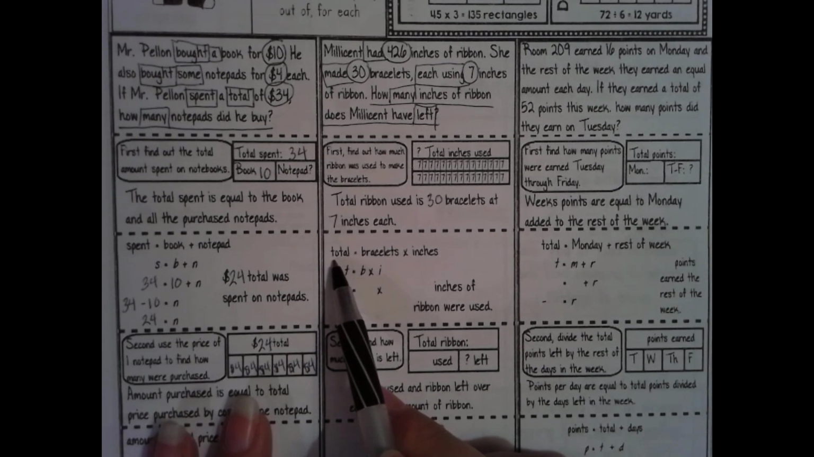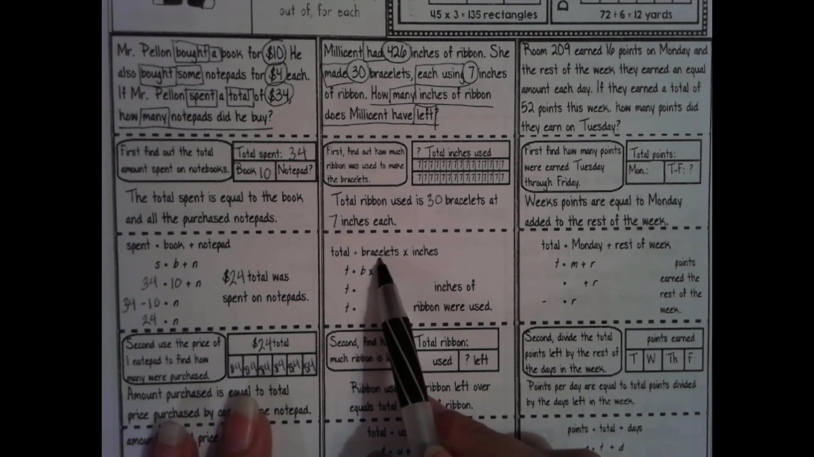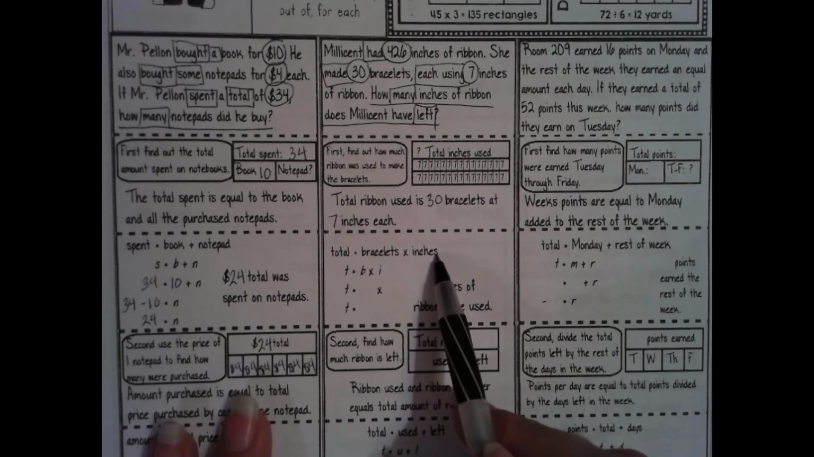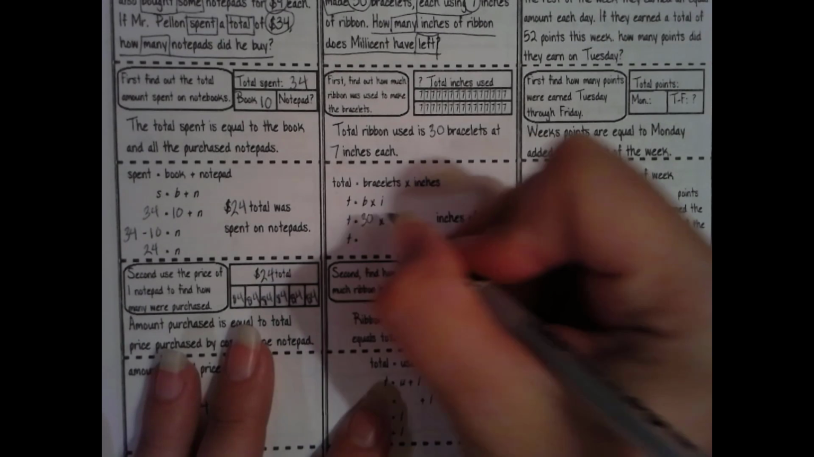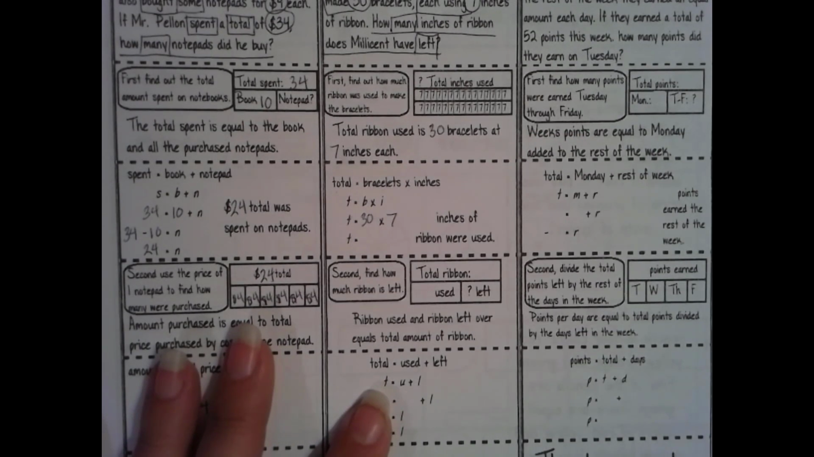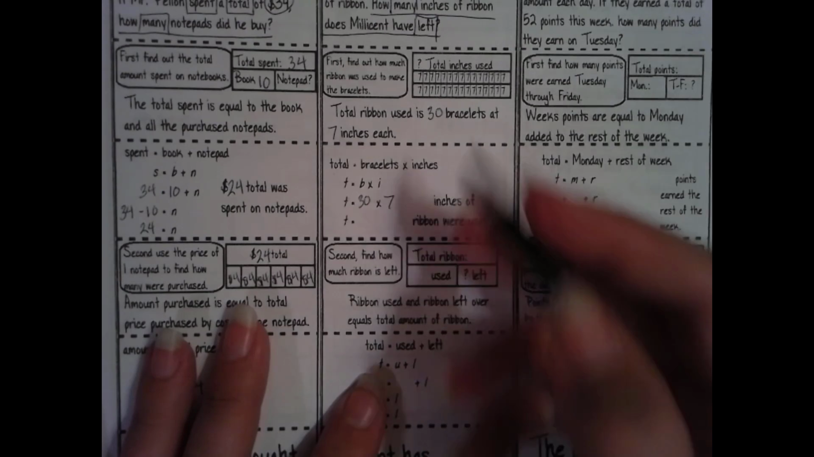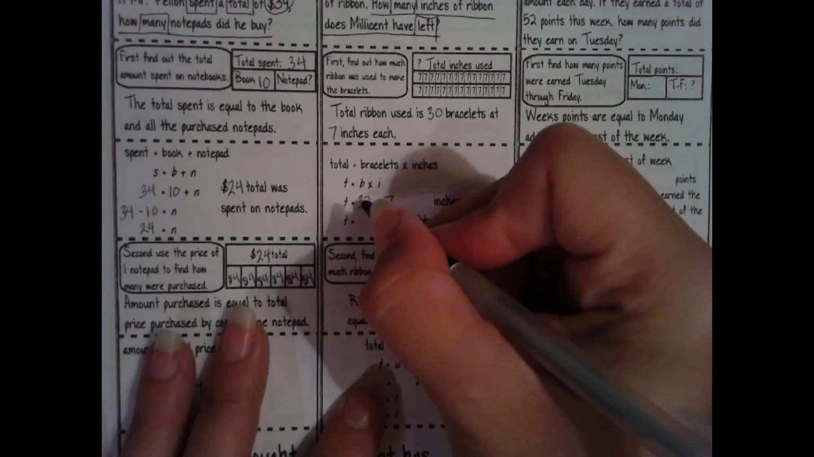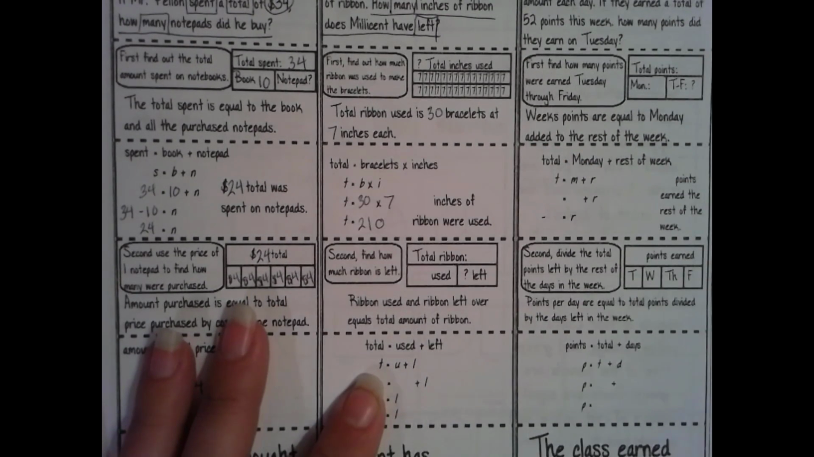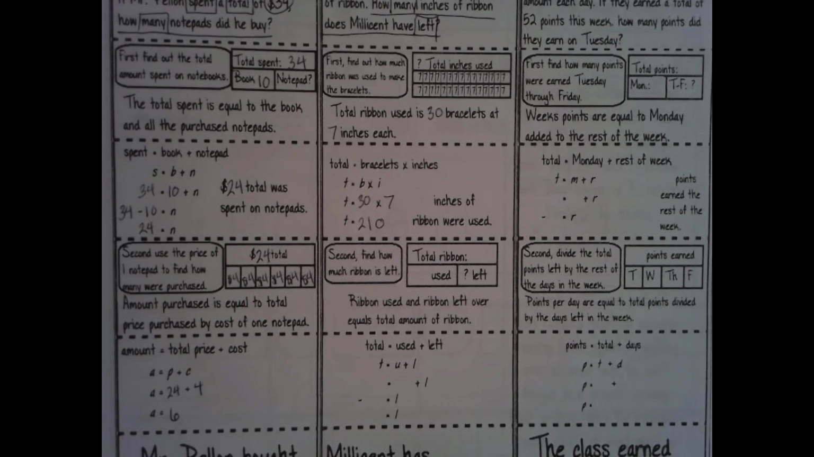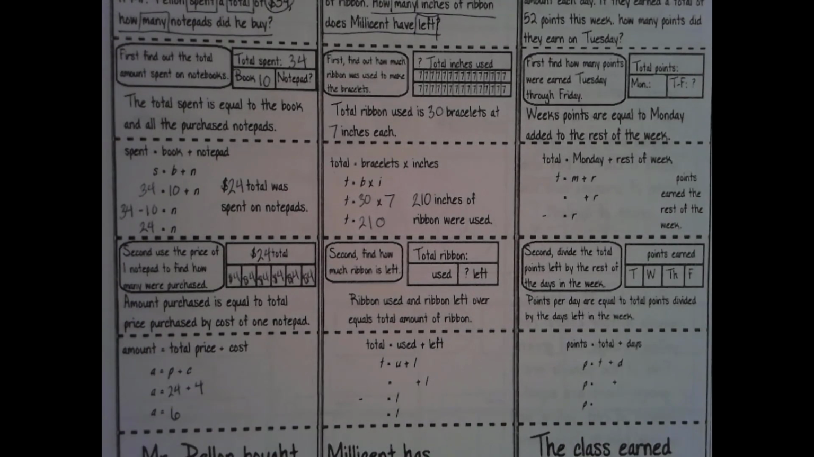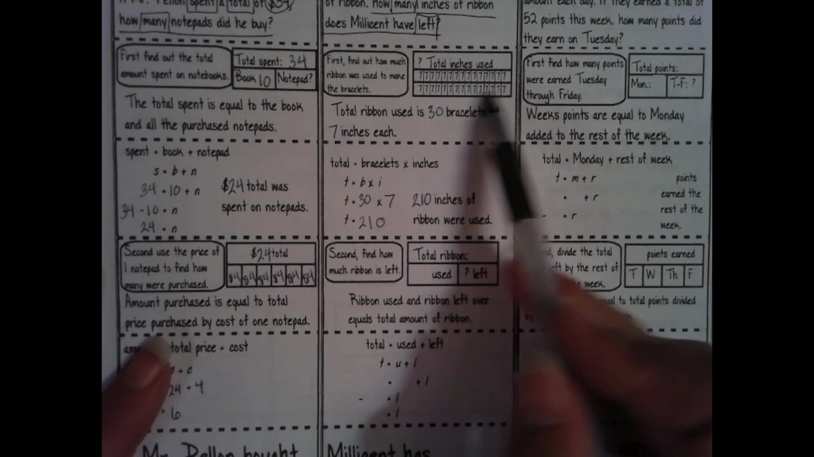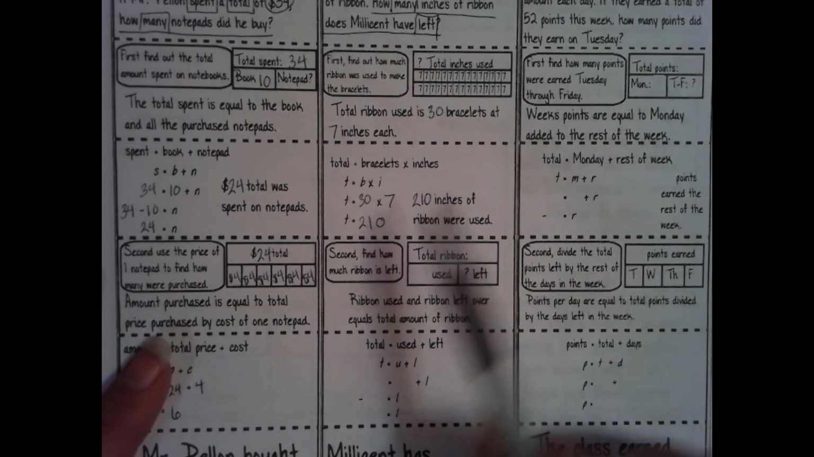So the total is bracelets times inches. So 30 times 7, the placeholder moves it over a place. 3 times 7 is 21. So for those 30 bracelets, 210 inches of ribbon were used. So all these sevens, there's 30 sevens there, join together and make 210.